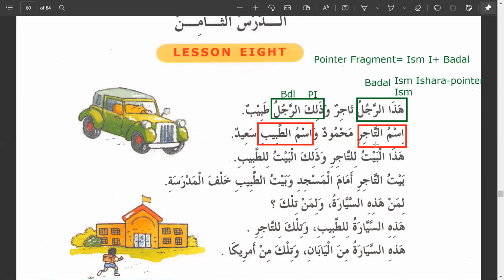Okay, so what's the translation for the whole big sentence over here? The trader's name is Mahmoud, and the doctor's name is Sarib. Excellent. Now, the third one.